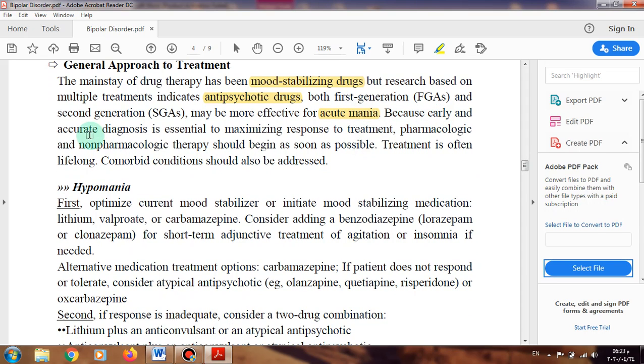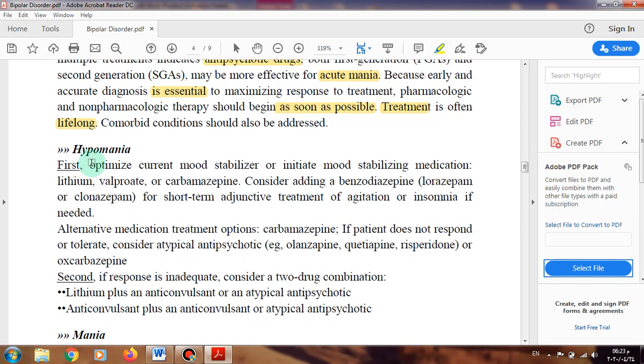Because the early and accurate diagnosis is essential to maximizing response to treatment, pharmacological and non-pharmacological therapy should begin as soon as possible. Treatment is often lifelong. هنخليها ببالنا. Chronic condition requiring lifelong therapy throughout the life of the patient. فهنا adherence to drug treatment is an important factor in treating such patients.